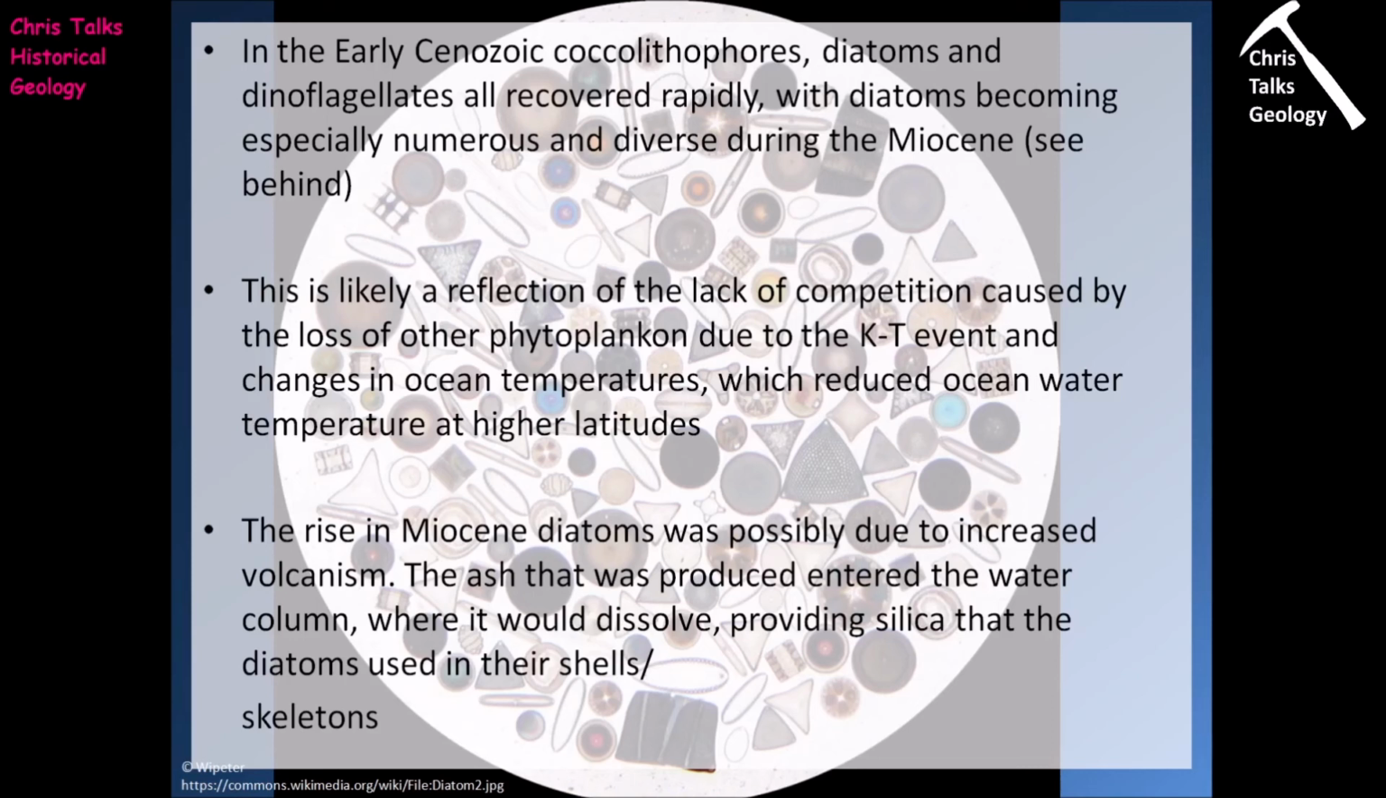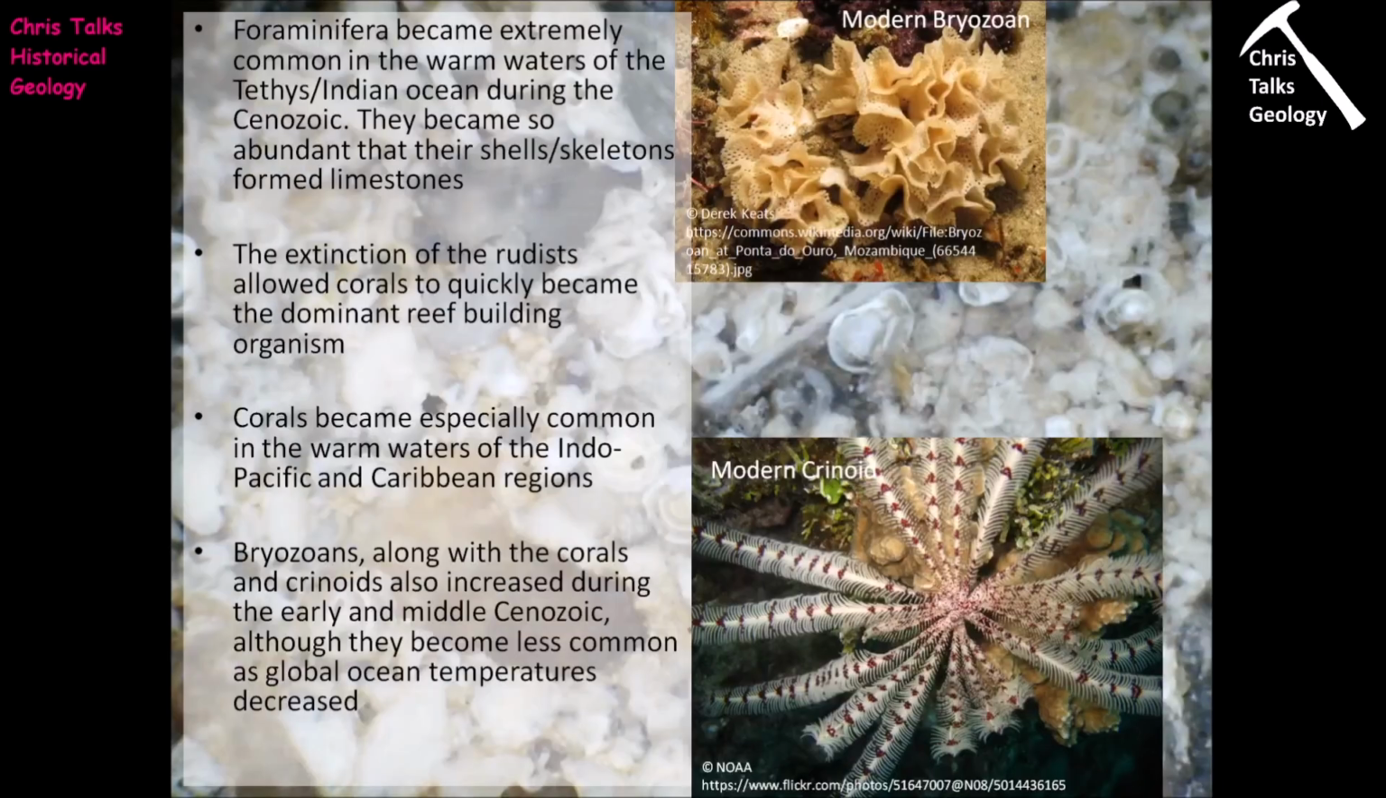Some of this ash and dust will begin to dissolve into the seawater, so this will put silica, SiO2, into the seawater, and this dissolved silica can then be used by the diatoms to grow their shells. And so the presence of this additional silica is going to be also quite advantageous for the diatoms.